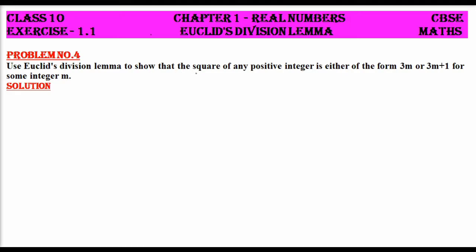What is given in the problem? You have a positive integer. So let me take x as a positive integer. Then you have to show that the square of the positive integer, that is x square, is of the form 3m or 3m plus 1. So I have to show that x square can be written as 3m or x square can be written as 3m plus 1. So x square can take any one of these two forms. This is what I am going to prove, right?